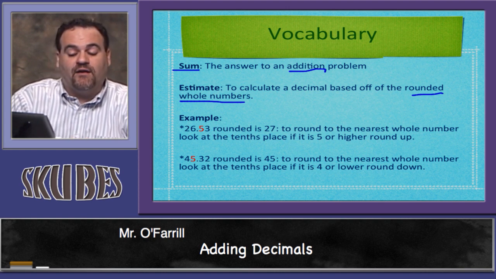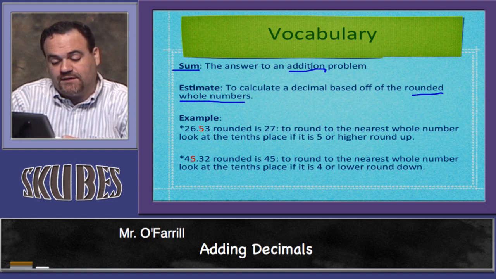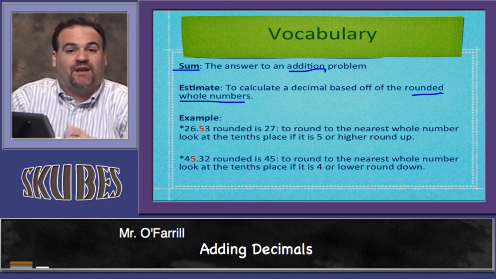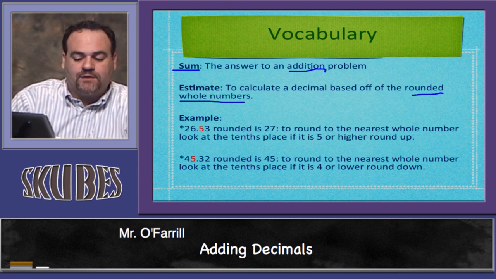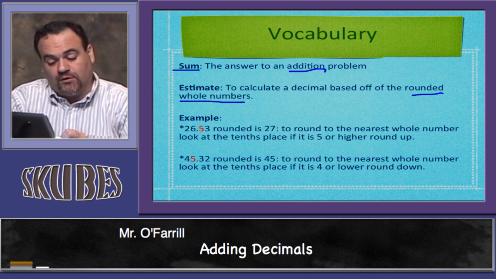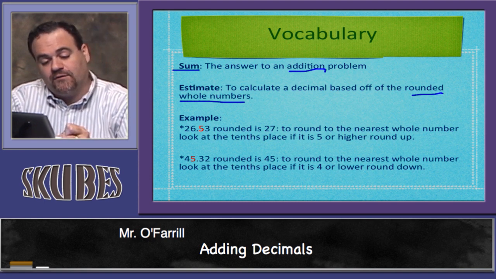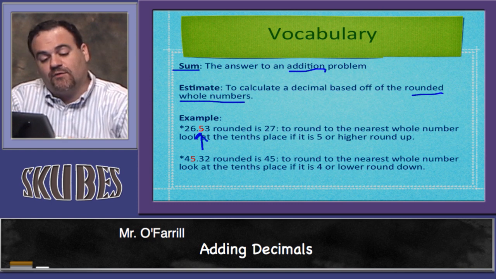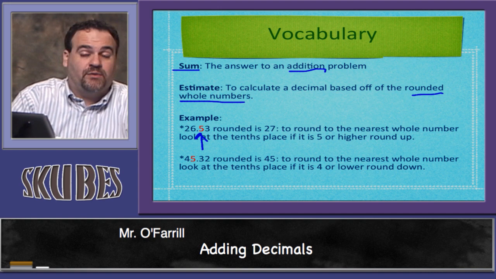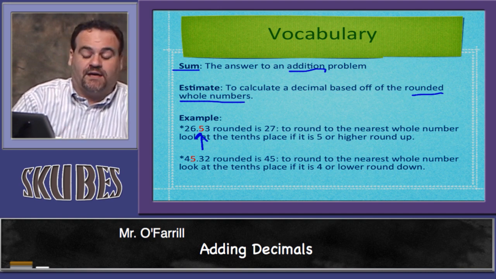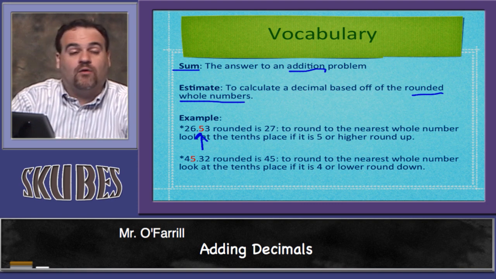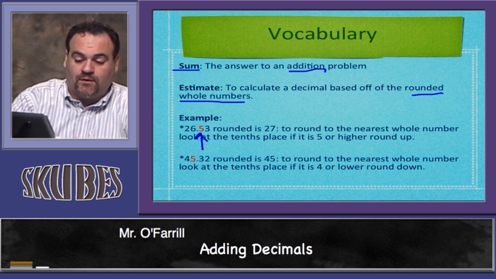We have 26.53, and you can already see that we've got the number 5 bolded out in a different color there for you. It's rounded to 27 because when you round to the nearest whole number, you want to look at the tenths place. That is the place directly to the right of the decimal point. If it's a 5 or bigger, it rounds up to the next number.